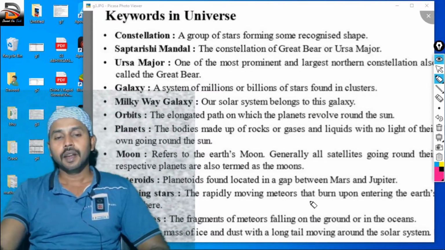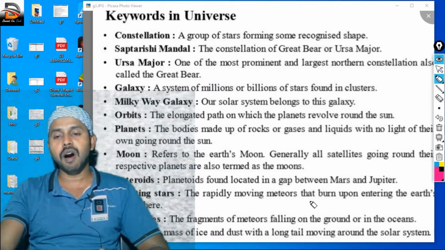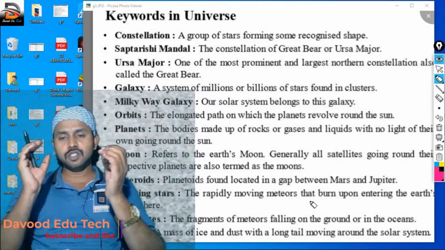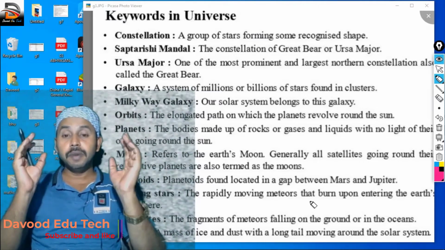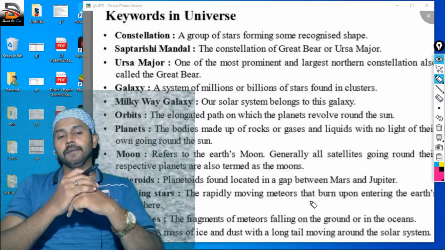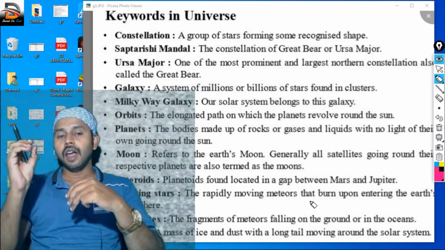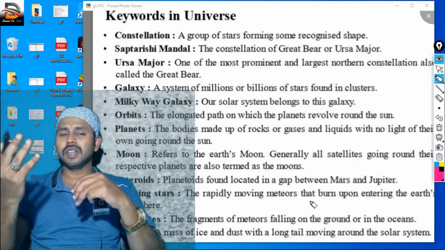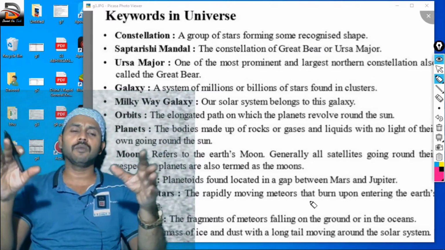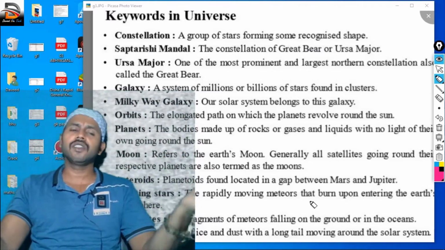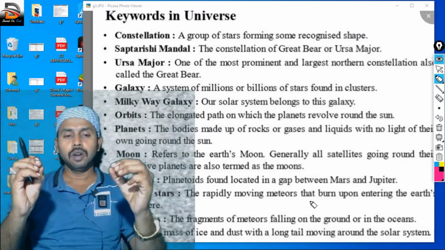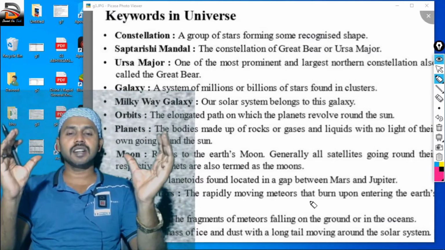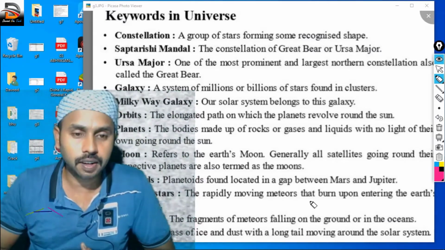Next, asteroid. Planetoids are located in a gap between Mars and Jupiter. An asteroid is nothing but a huge stone. These stones are found only between Mars and Jupiter. Asteroids do not have one path. They move in the universe in straight lines or in different orbits and different planes. That means they don't have one orbit. The number of asteroids present only between Mars and Jupiter, we call asteroids.